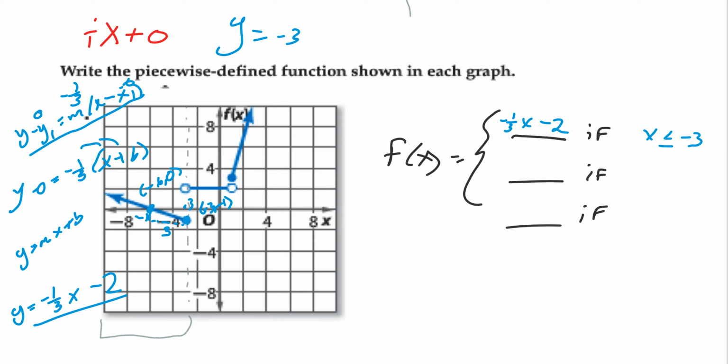Now the middle one's the easier one. It's y equals 2. It's just a straight line, so it's y equals 2. And it happens between -3 and it looks like 1. So x is between -3 and 1. No line right here because they're open circles.